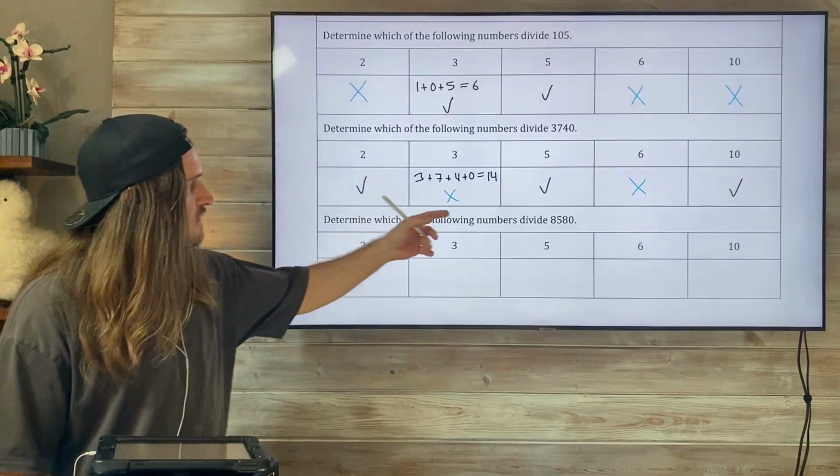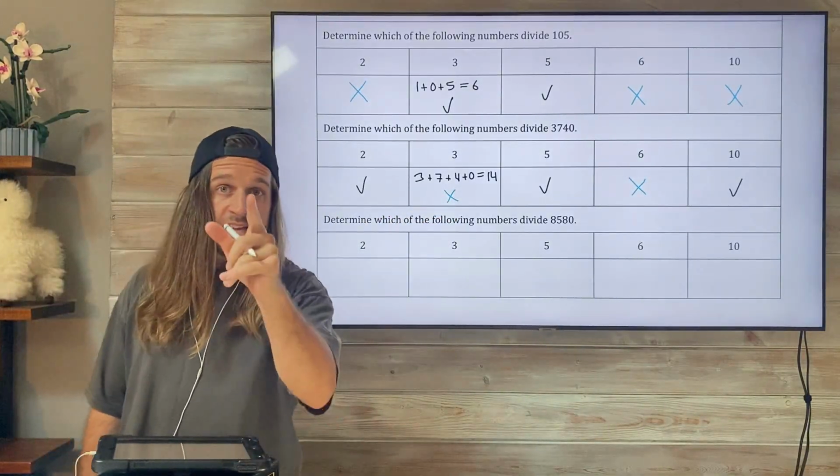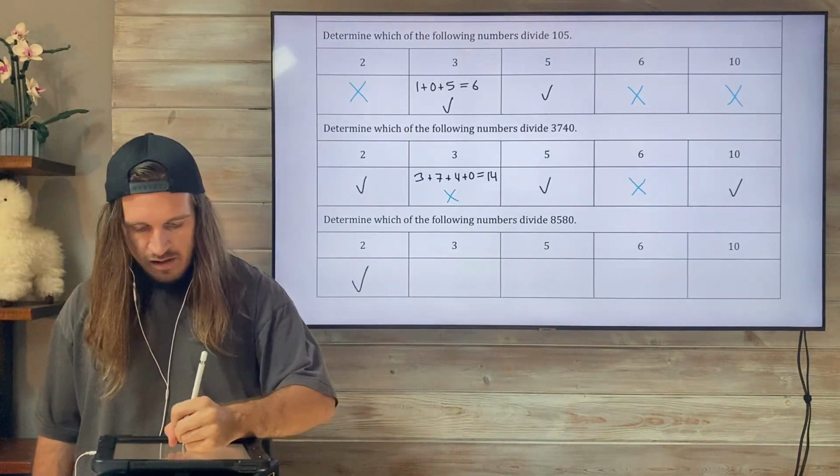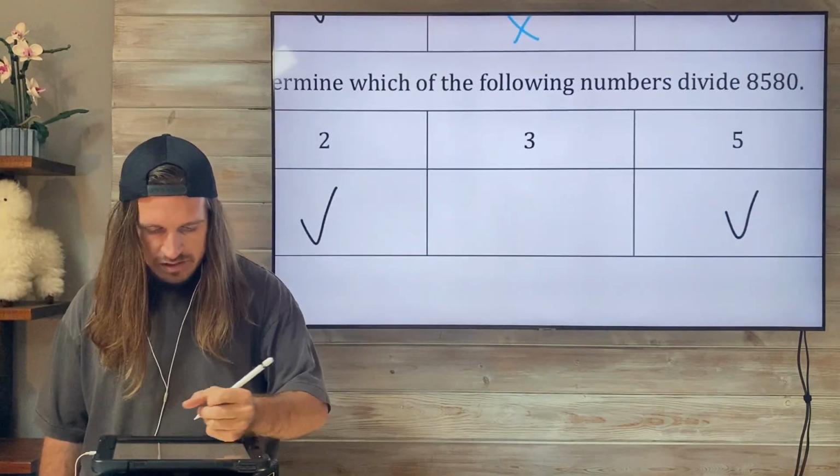All right, last one. We have 8,580, which ends in a 0. I'm going to speed it up a little bit. It ends in a 0, so it's divisible by 2, 5, and 10. We can tell right away. Let's add up the individual digits.